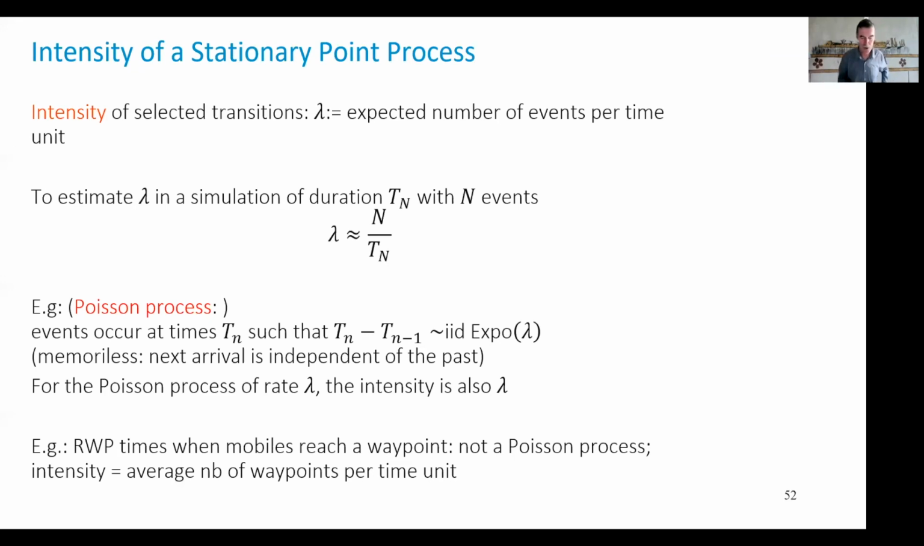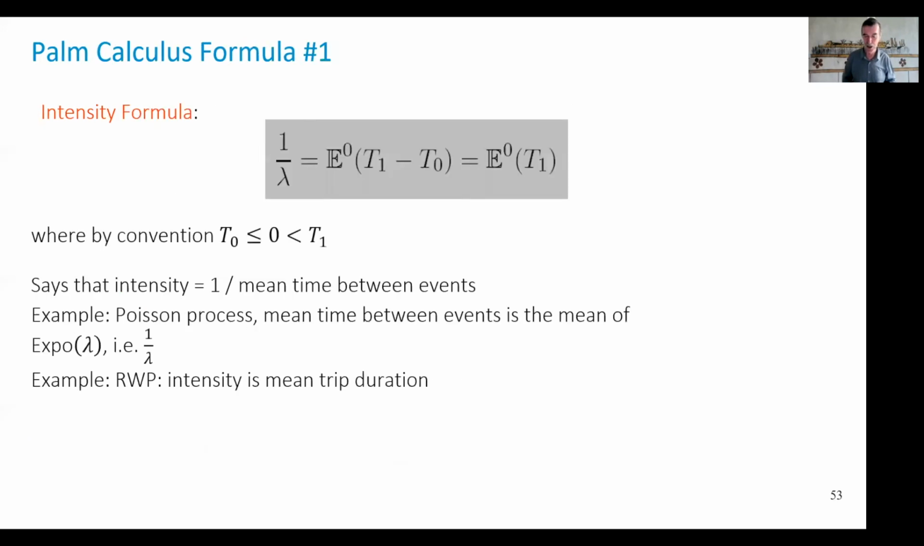Unlike the Poisson process, the random waypoint model is an example where the parameter lambda is not directly one of the inputs of the simulator. It is something that we can calculate from the parameters, but it is derived from the simulator. We will see, in fact, how to calculate it.